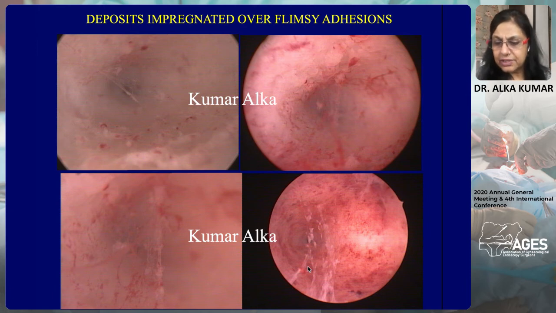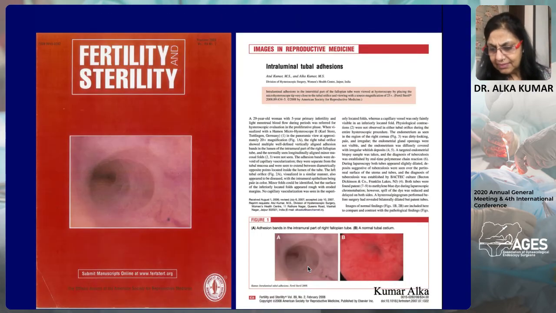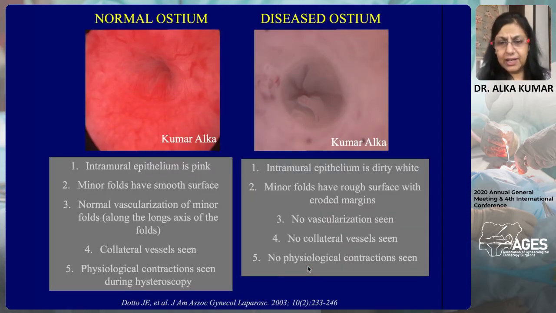These are the cornua of different patients, and it's a spidery, cobweb-like adhesion bands you get, and they are sprinkled with deposits or tubercles. We published in Fertility and Sterility our images on intraluminal tubal adhesions, again a part of endometrial tuberculosis.